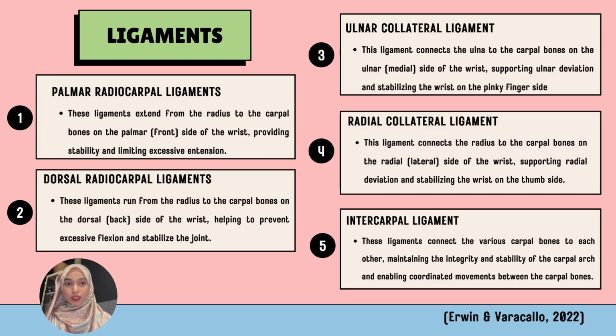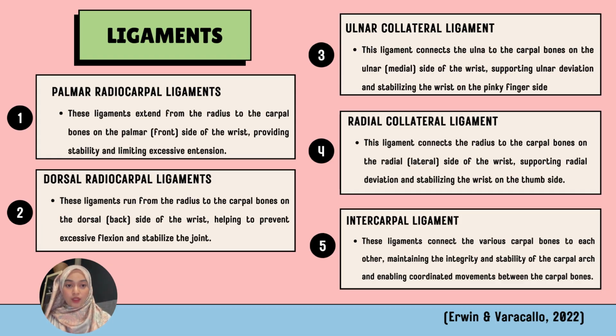Third, we have the ulnar collateral ligament. This ligament connects the ulna to the carpal bones on the ulnar side, which is the medial side, supporting ulnar deviation and stabilizing the wrist on the pinky finger side. Fourth, we have the radial collateral ligament. This ligament connects the radius to the carpal bones on the radial side, which is the lateral wrist, supporting radial deviation and stabilizing the wrist on the thumb side.